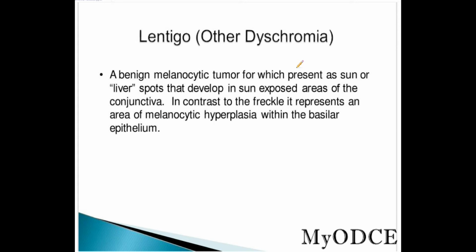So lentigo, another dyschromia, is a benign melanocytic tumor which presents as sun or liver spots that develop in sun-exposed areas of the conjunctiva. In contrast to the freckle or the ephelis, a lentigo would represent an area of melanocytic hyperplasia within the basilar epithelium. And just like with nevus of Ota, the distinction between lentigo and other melanocytic lesions is its role as a marker for UV damage and also systemic problems as well.